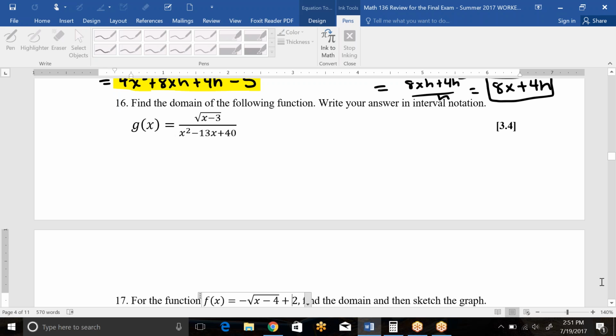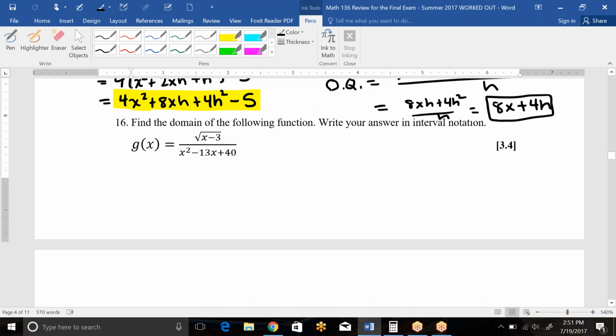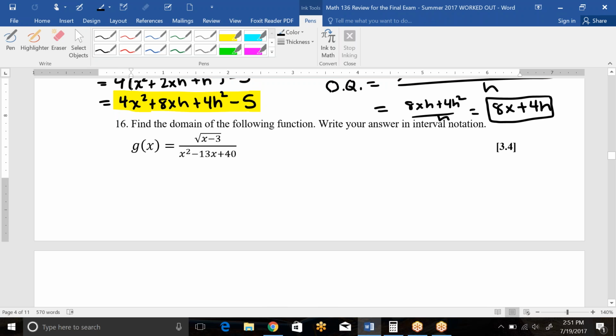Okay. And then 16 will be the end of part 2. 9 through 16 were all problems that, actually no, I'm going to go to 18, sorry.